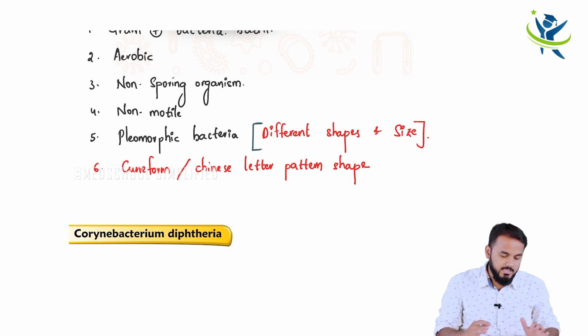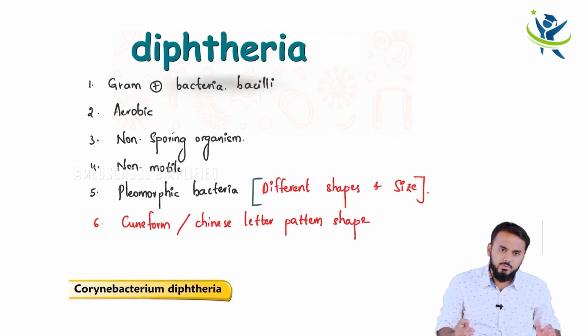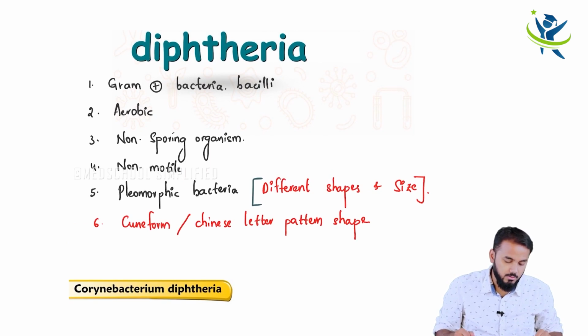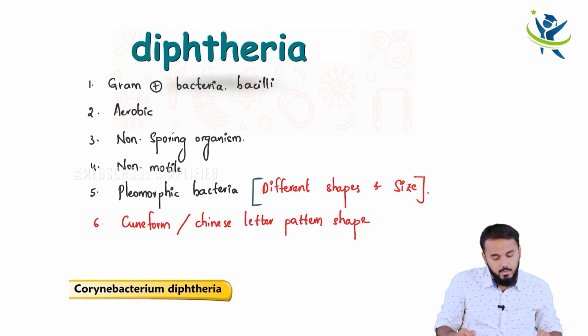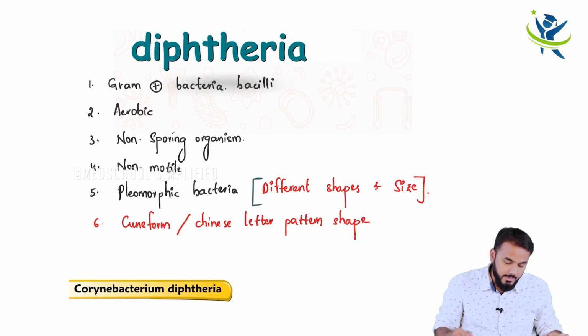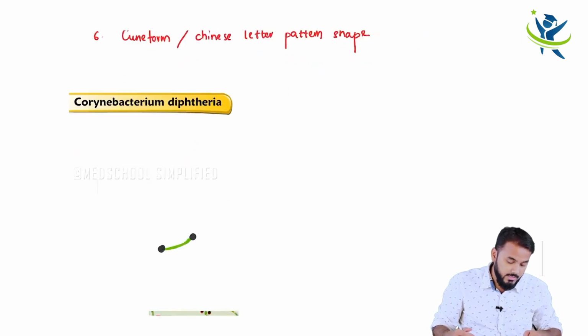Right? So these are the basic things, the general properties, which you need to know regarding Corynebacterium diphtheriae or C. diphtheriae. Okay, how many types of Corynebacterium diphtheriae are there and what can you tell about them? This will be very important for your exams, guys.